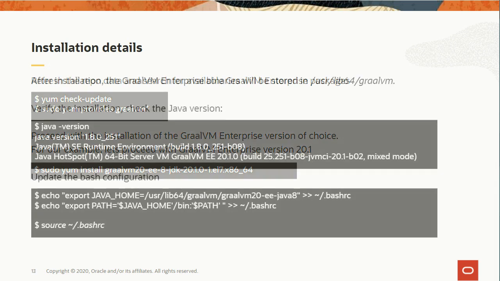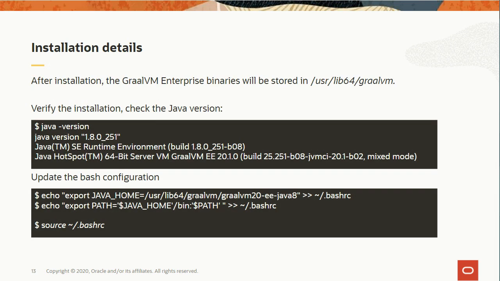Once done, how do you verify your installation? You can do so by checking the Java version to confirm the correct installation and version of GraalVM, as shown here. Let's set the Java home and point the path variables to the GraalVM Enterprise installed bin folder in the bash configuration. Source the bash RC to get the changes in your current SSH session, and you're all set to go. So these were the quick steps to install GraalVM Enterprise. Later on, I have a demo for you wherein we'll see this accelerated application performance by GraalVM in action with a simple application.